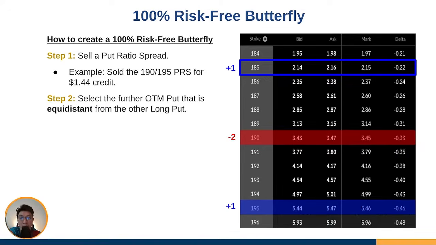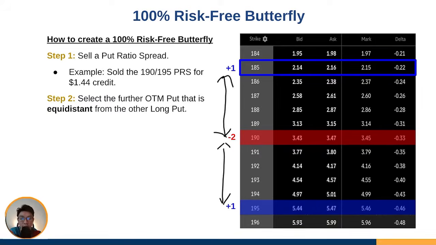So what do I mean by equidistance? For example, this is the distance, or rather the spread, of the put ratio spread that you put on. As you can see, it's 5 points wide, from 190 to 195. So for you to get an equidistant strike, on the other side you also need it to be 5 points wide. So 190 minus 5, that is 185.